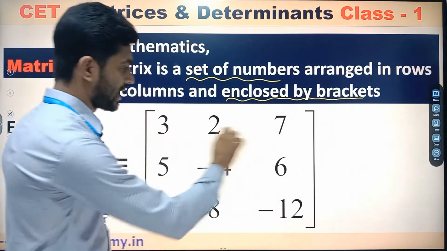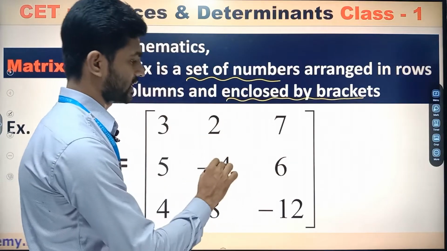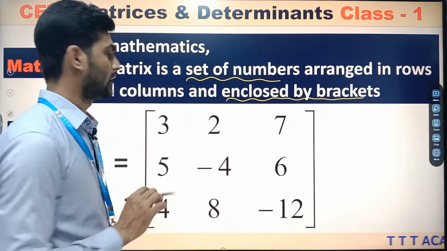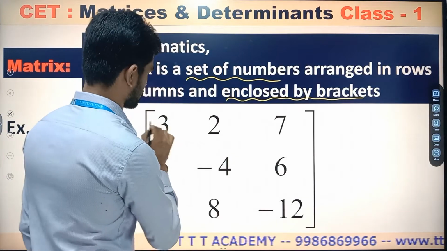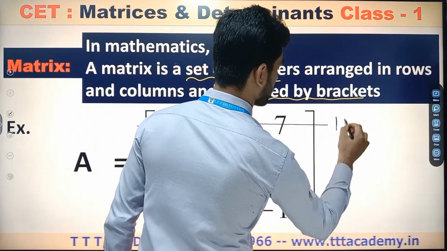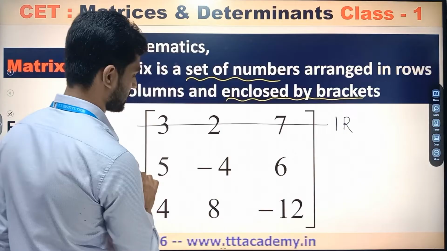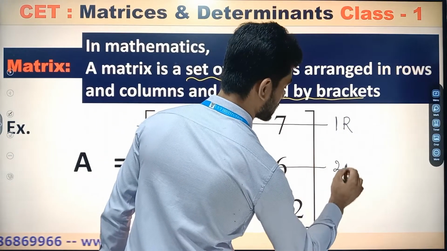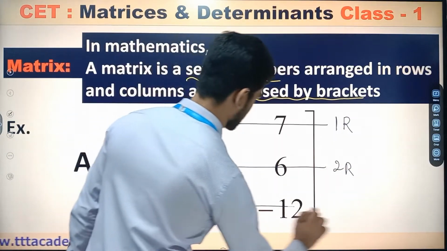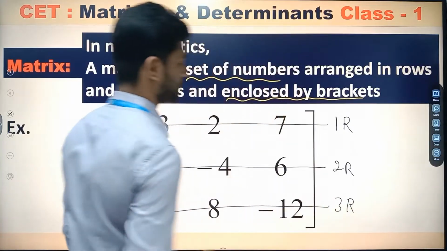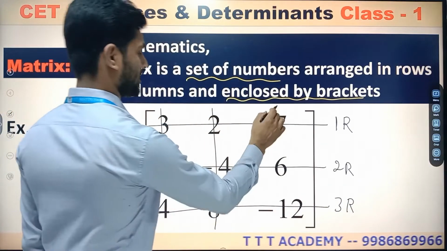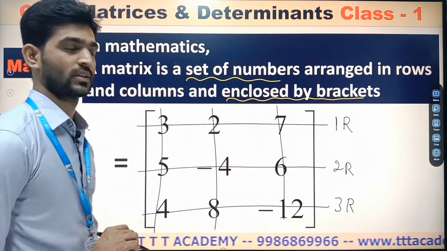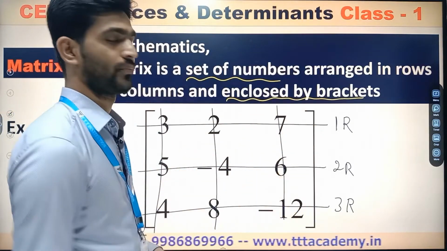So in which the matrix, I mean different numbers, are in a standard arrangement. The numbers which are arranged in a row, you can call it as the first row elements, and these are the second row elements, and these are the third row elements. Similarly, this is the first column elements, second column elements, and third column elements, and finally it is enclosed by a bracket.